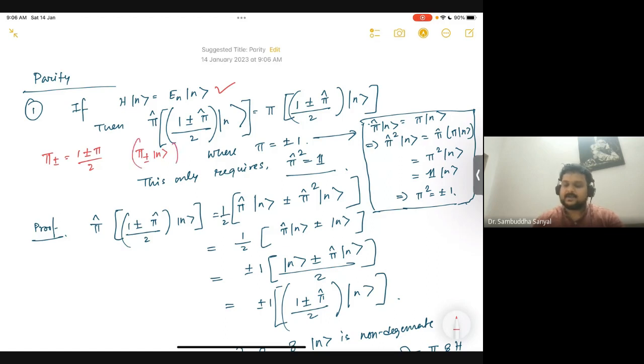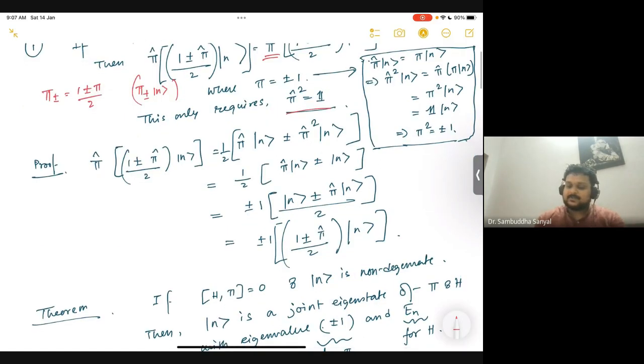So this was the statement, and the proof is very simple. We just have to use the fact that Π² is identity, because it's the physical requirement that if you reflect with respect to the origin twice, it should come back. I used that to show that the Π eigenvalue can be only plus or minus 1. I did that by applying this twice, which gives Π², and it is identity, therefore Π is plus or minus 1.